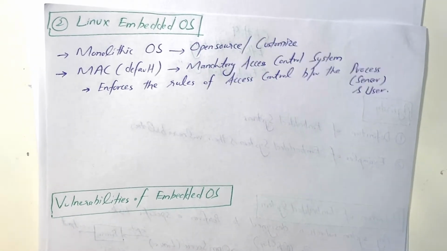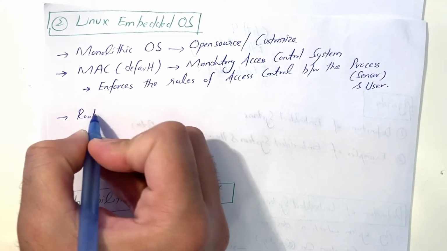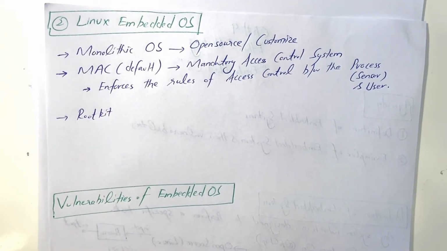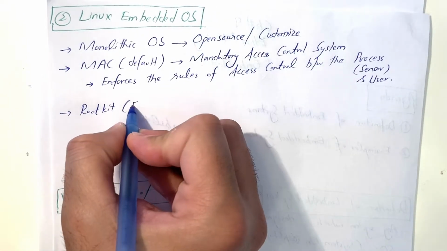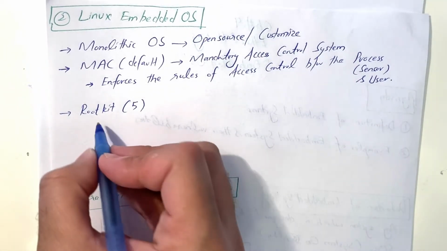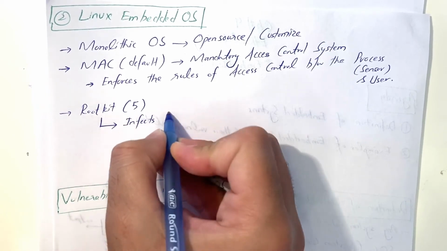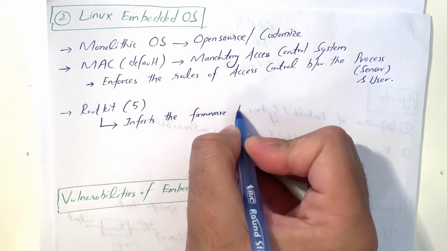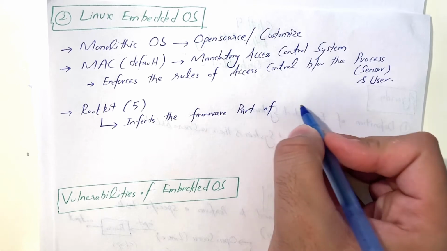The only problem with the Linux-based embedded operating system is the rootkit. That's the only problem, which allows the attacker to gain control of the sensor. In fact, especially Rootkit 5. The problem with these rootkits is they basically infect the firmware part of the device, or you can say of your embedded device.